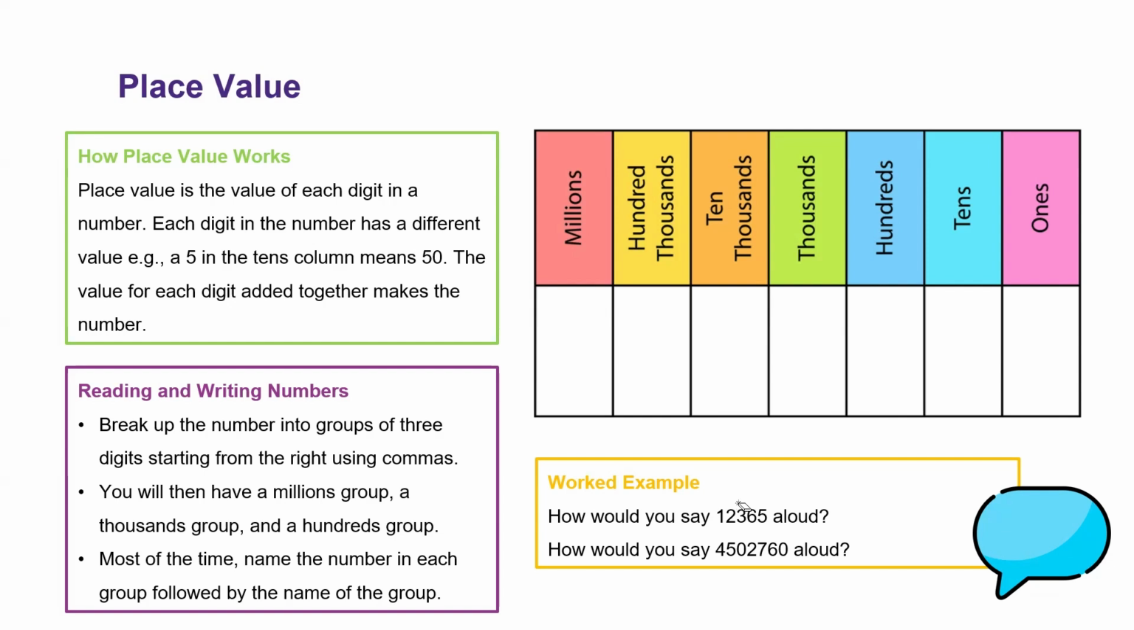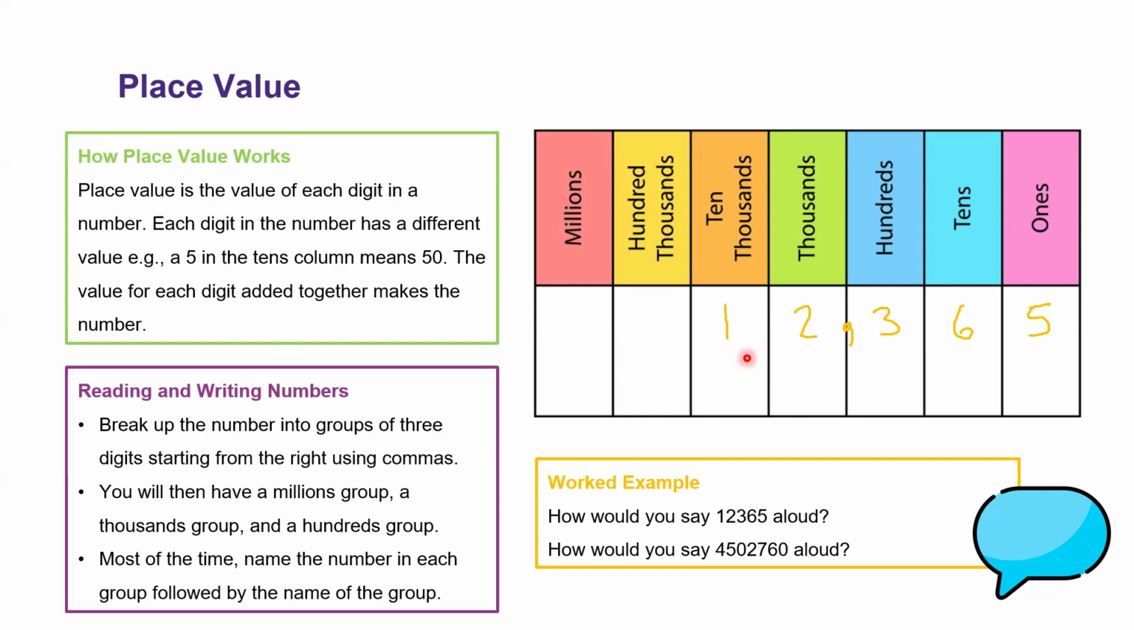I've got this number here, 12365. Let's write it in my columns. I'm going to write it this way around, just so I know where to start my number. What you're going to do is break your number into groups of 3 digits, starting from the right-hand side. So I'm going to start at the right and count in 1, 2, 3, and then place a comma here, to separate my thousands group from my hundreds group.